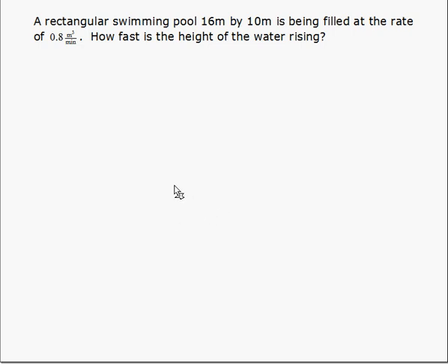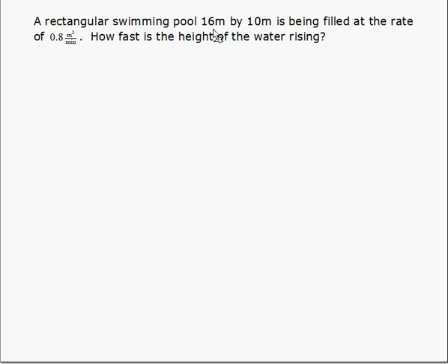This example for Elijah Reitz is about filling a swimming pool. A rectangular swimming pool, 12 meters by 10 meters, is being filled at the rate of 0.8 cubic meters per minute. So this is the rate of change of volume. How fast is the height of the water rising? So we're looking for the rate of change of the height. So we have dV by dt. We want dH by dt.